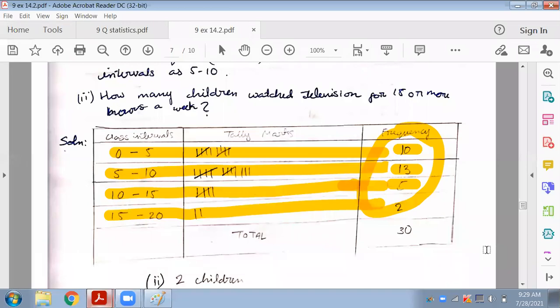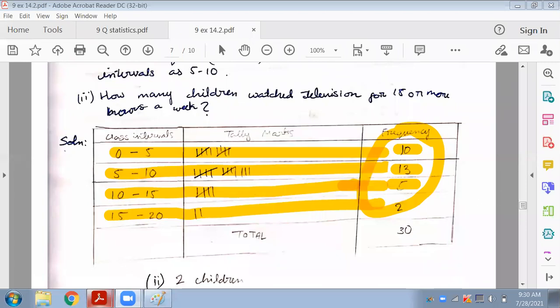Okay, once you are done, you can raise a hand. Yeah, once you're done, you can raise your hand. Okay, so it is done.